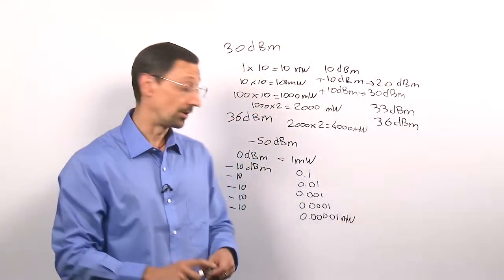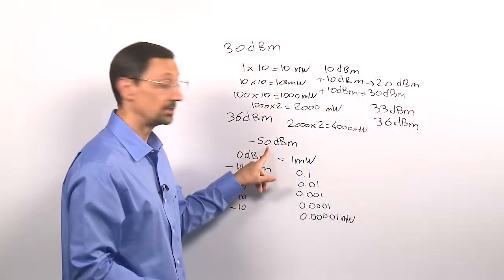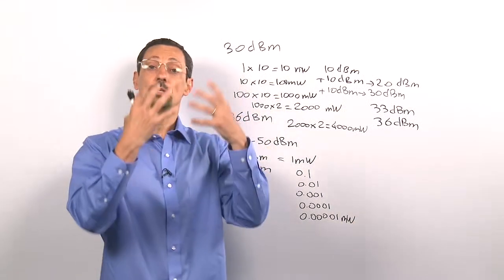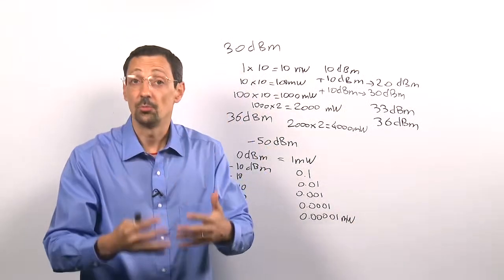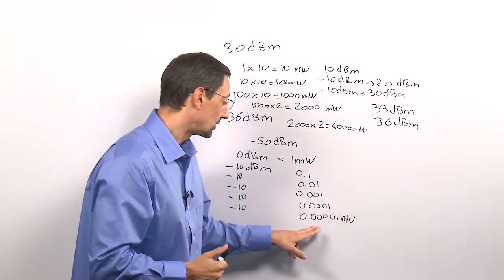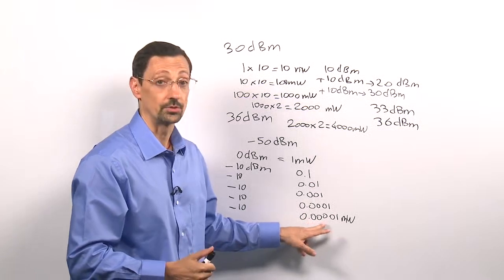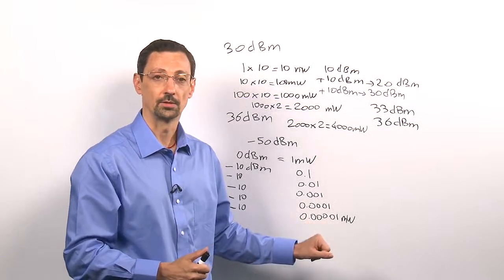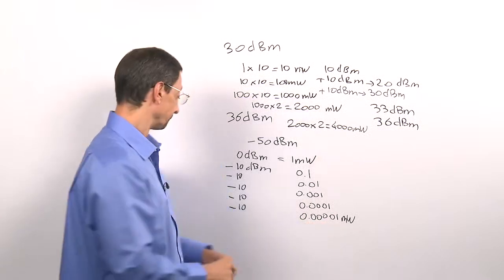So when you get a power of minus 50 dBm, what you're receiving is the equivalent. Of course, it's an electromagnetic field, right? There is no jolt, but it's an electromagnetic field, and its power is equivalent to 0.00001 milliwatt. Pretty weak, right?